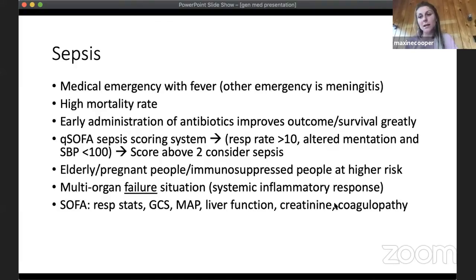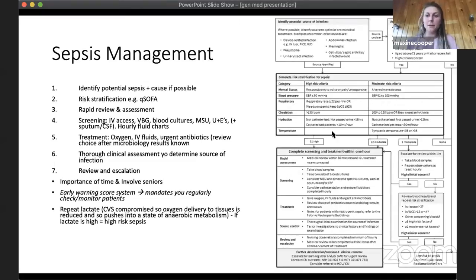Obviously, if they're elderly, pregnant, or immunosuppressed, you're going to have a higher suspicion as well. And then there's also SOFA, which is not the quick one. So the qSOFA is the abbreviated one. This diagram here has just been taken from how Waitemata do it. But it's good to have a systematic approach for this in your OSCE at the end of the year, because sepsis is a really easy, common thing to come up. So you're always starting with your ABCs to make sure the patient is stable.